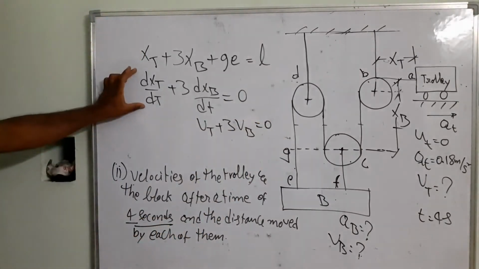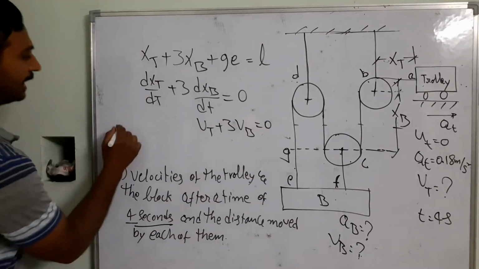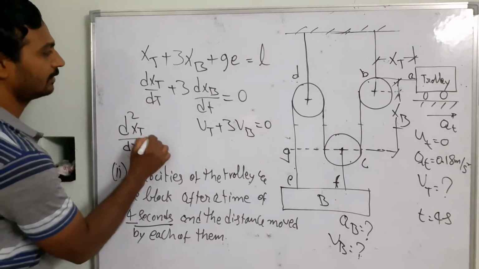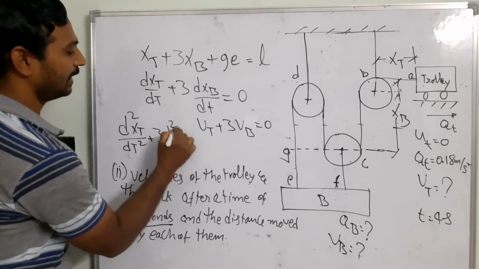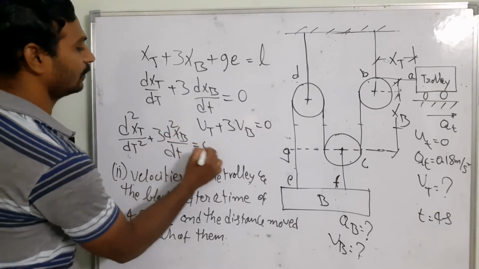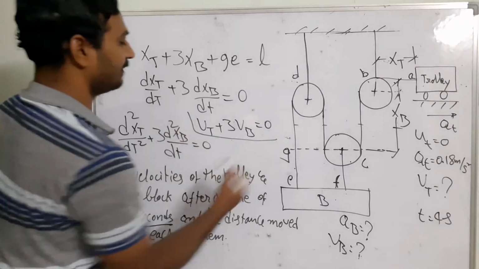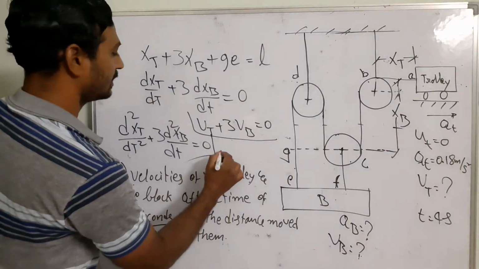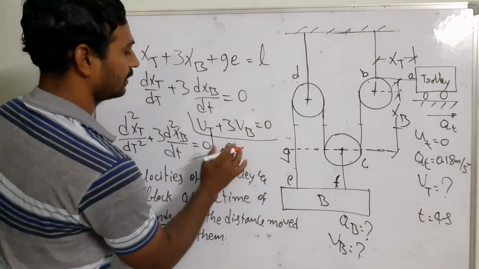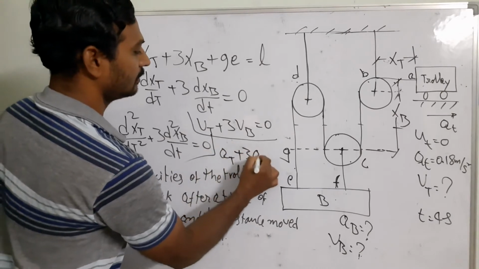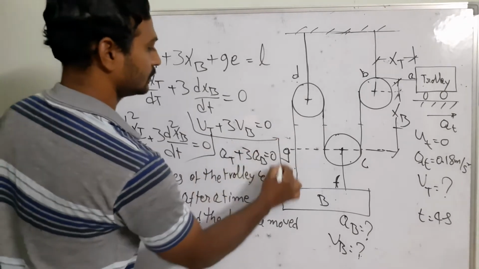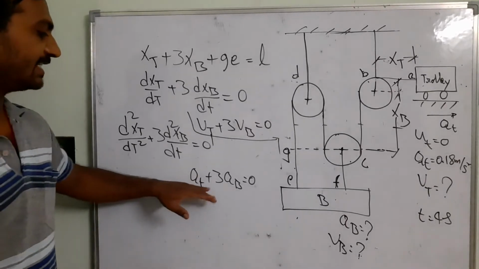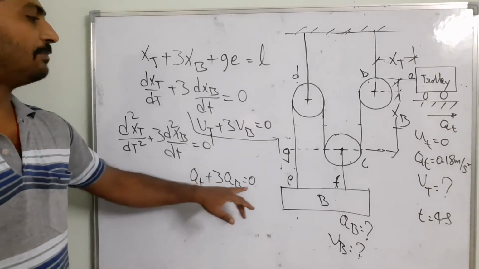If I am going to do the further differentiation of this equation with respect to time, I am going to get d square XT by dt square plus 3 into d square XB by dt square is equal to 0. Can you see? In this equation we are going to be finding the acceleration relationship. So that's going to be at plus 3 into ab is equal to 0. So this is the equation we have developed: at plus 3 into ab is equal to 0.